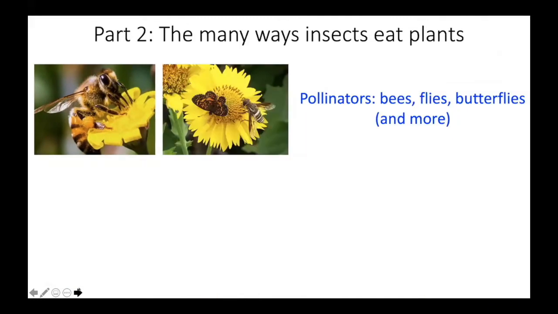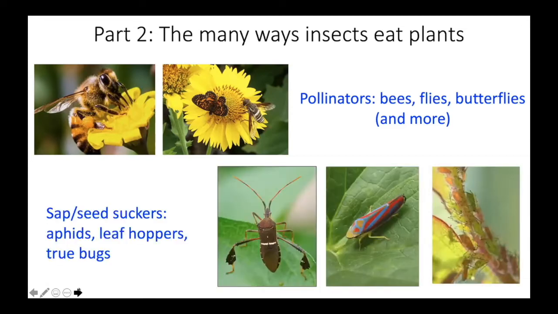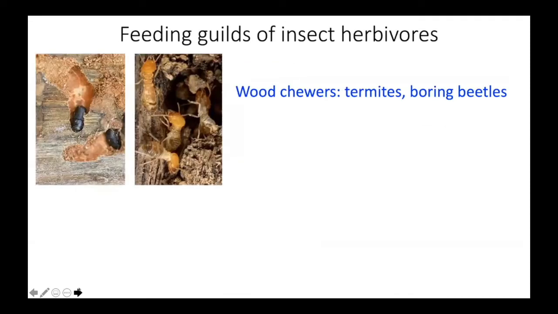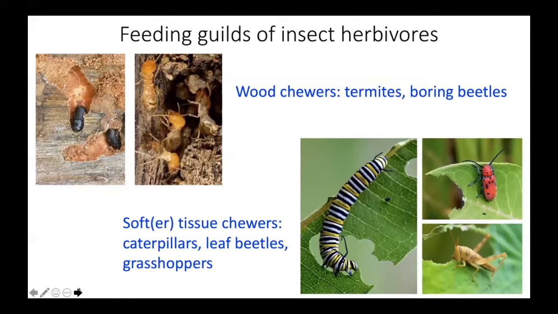So the reason that plant diversity supports insect diversity is largely that many insects are specialized to eat particular species or parts of plants. I'm going to talk about four main categories of insect feeding, which are also called insect feeding guilds. First, there are the pollinators: the bees, flies, butterflies, and other insects that drink nectar. Second, we have the sucking insects that feed on plant saps or even seeds. They just suck the juices out of these things. That includes things like aphids, leafhoppers, and true bugs. Third, some insects are specialized to digest wood. These are things like termites and some beetles. And finally, fourth, some insects have evolved to chew on the softer herbaceous leaves and stems. These are things like caterpillars, many leaf-feeding beetles, and grasshoppers.